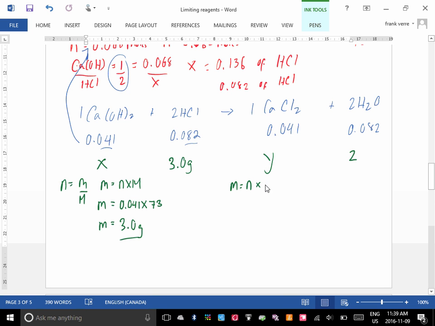Well, again, number of moles times the molar mass. Number of moles is 0.041. The molar mass of calcium chloride, calcium is 40, 2 chlorine is about 71. So 71 plus 40 is 111. So what's that? Should be like 4.5 grams.